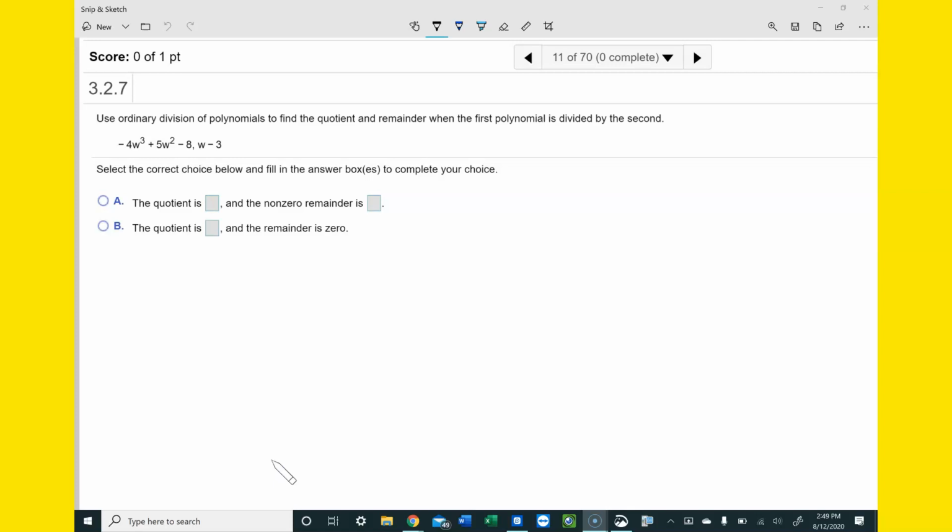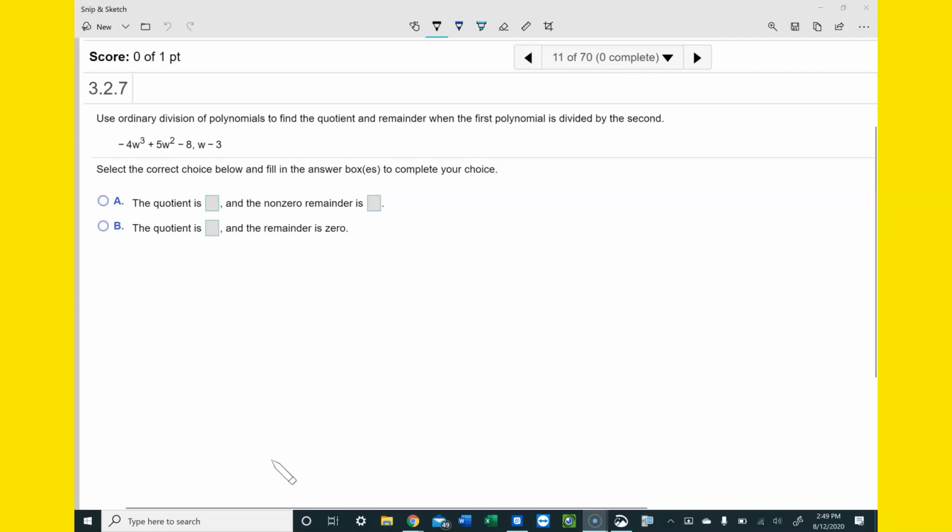Questions after the first 10 questions. So we did the first 10 questions, we did those concepts in class. So we're just looking in this video at the back part of this assignment. So let's just read question 11. Use ordinary division of polynomials to find the quotient and remainder when the first polynomial is divided by the second.